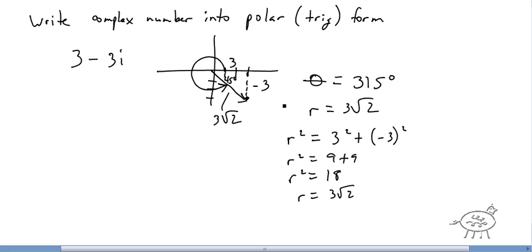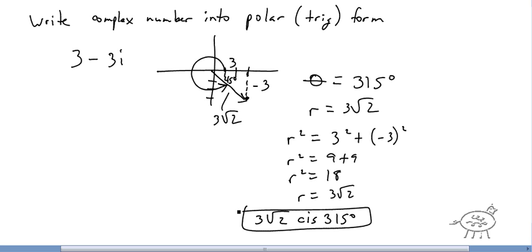Okay. Well, we didn't finish it up yet here. So our polar form is going to be, here's r, so it's 3 root 2 cis 315 degrees. That's it. Once you have r and theta, you're done. 3 root 2 cis 315.